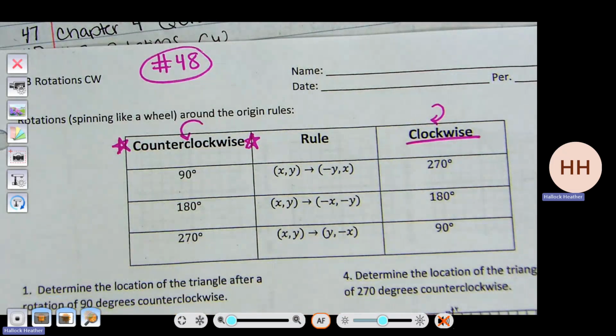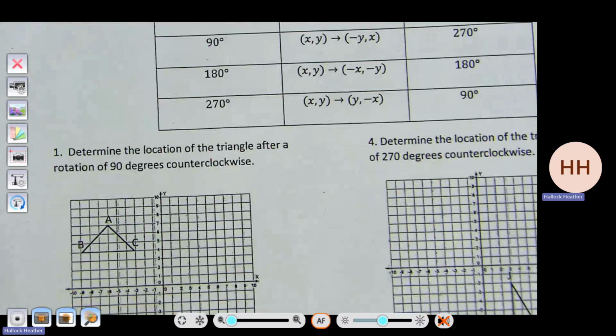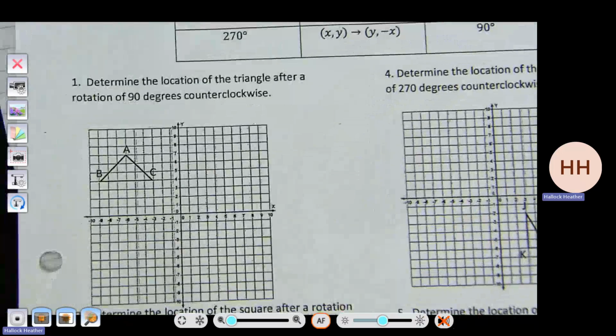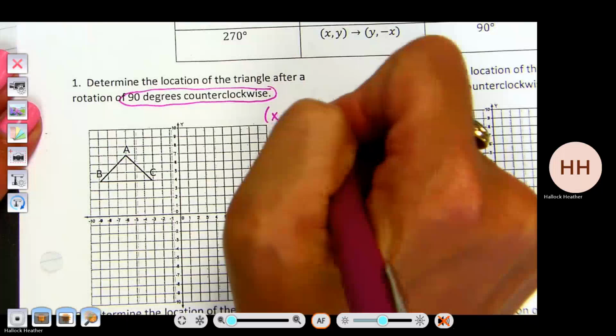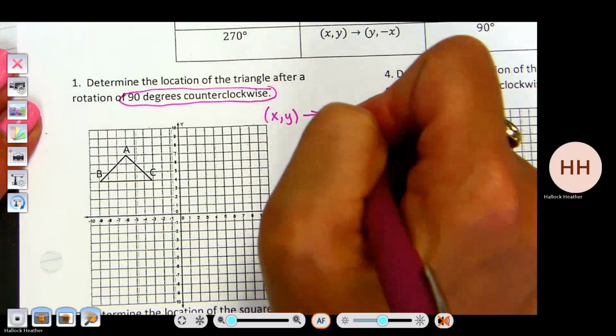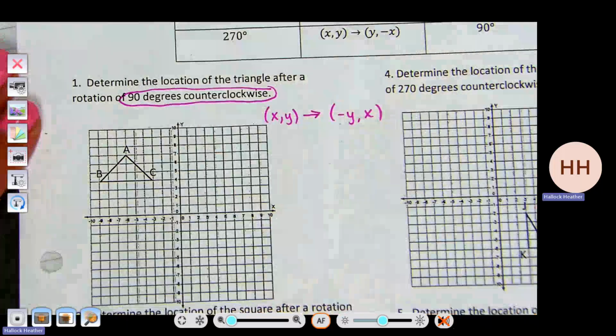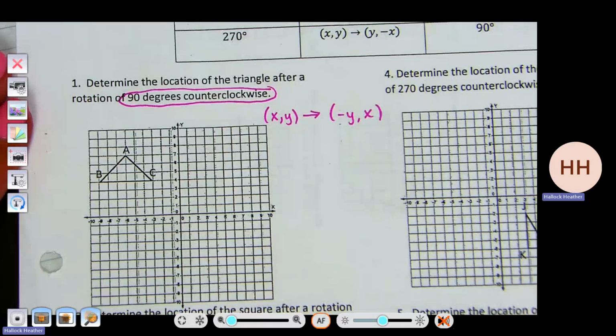Okay, let's start with number 1. Number 1 says determine the location of the triangle after a rotation of 90 degrees counterclockwise. So what is my rule for 90 degrees counterclockwise? Negative YX. It's going to be a little time consuming. There's about like 1% of you who can draw this without actually doing the coordinate points. But most of you are going to have to write out the coordinate points. It's time consuming, but just take your time and then that way you get it right.